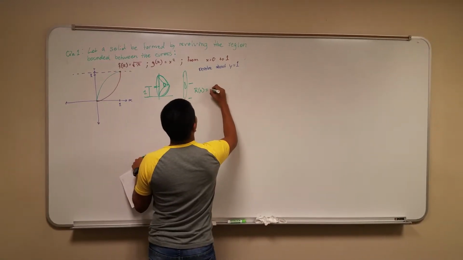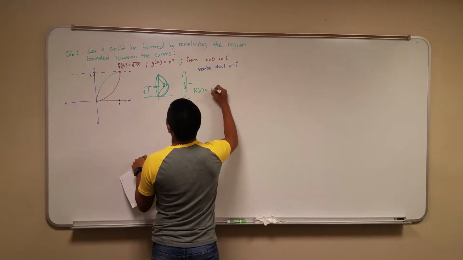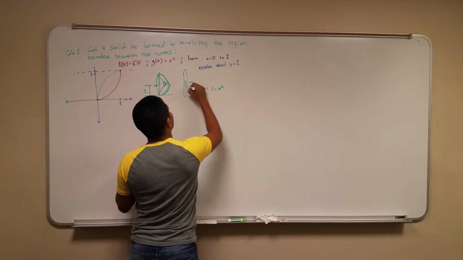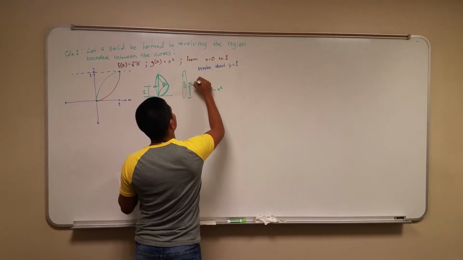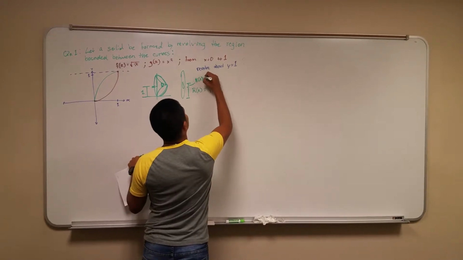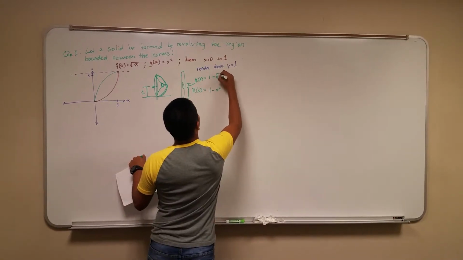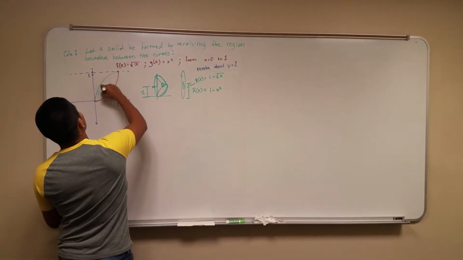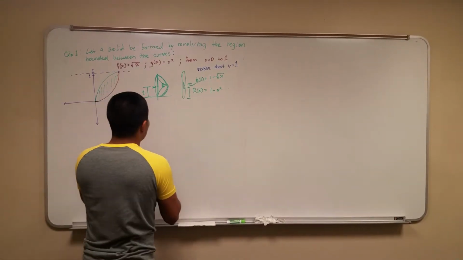So our outer radius, which is big R, is equal to 1 minus x squared. And our inner radius right here is going to be little r of x, which is equal to 1 minus the square root of x, because of this right here. And we're trying to find this region in here.